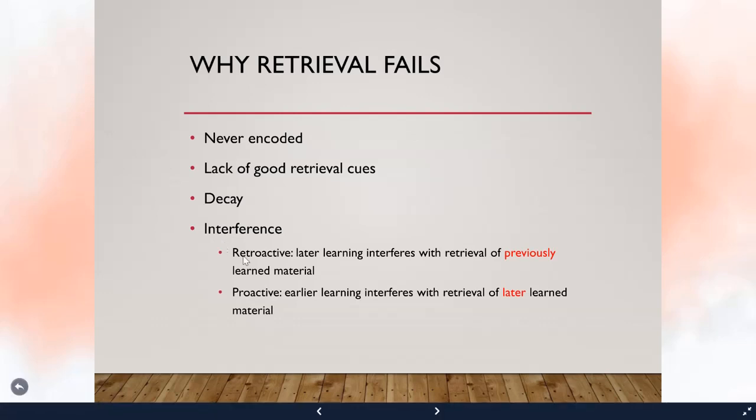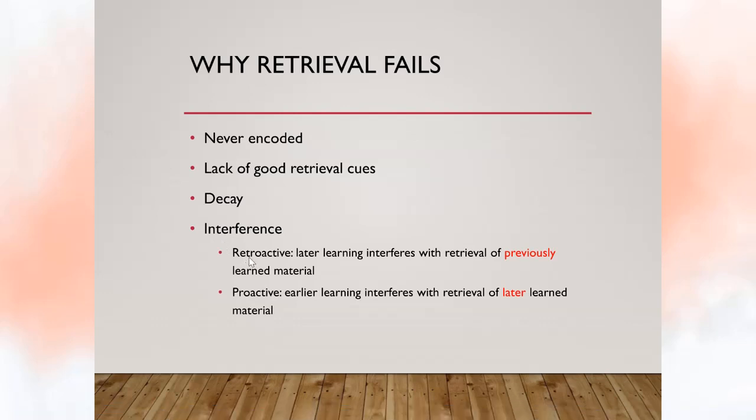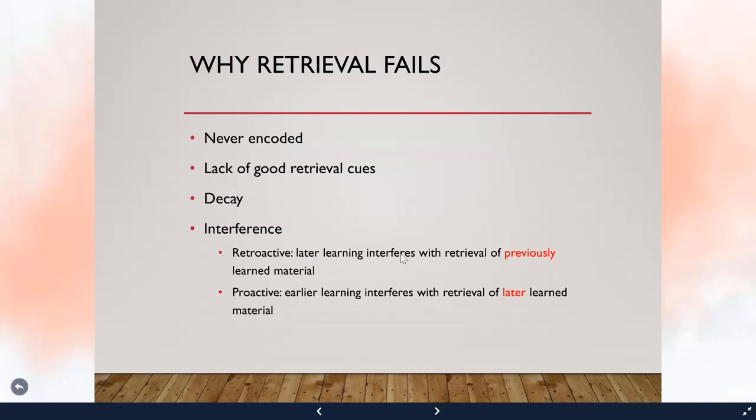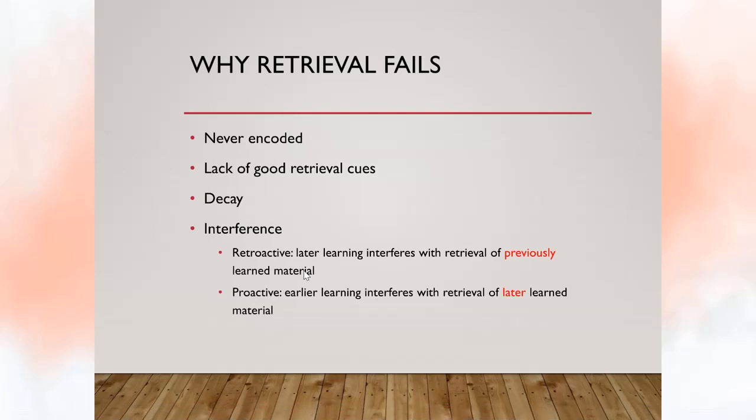The first is retroactive interference, and here's the definition: later learning interferes with retrieval of previously learned material. The way you could test this in the laboratory, and here's what you write down, is you have your first group. Your first group learns a list. You can write down list 1. Then there's some time interval, and then they learn a second list, call that list 2. Then the instructions are to recall list 1.